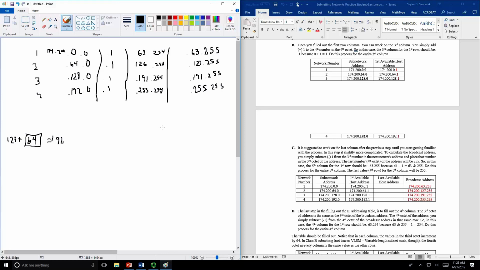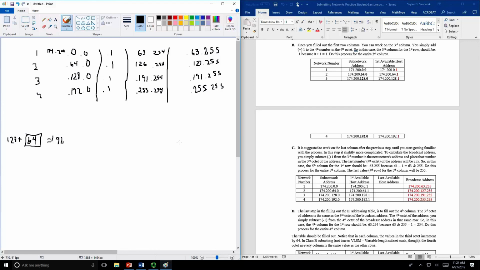Notice the substantial host pool in this. The first network begins at 174.200.0.0 and doesn't end until 174.200.63.255. That's a big host pool compared to the previous problems, where when we did subnetting the Class C networks, you had less than 254 hosts per subnet, obviously. But in this case, we're going to have more than 254 hosts per section.